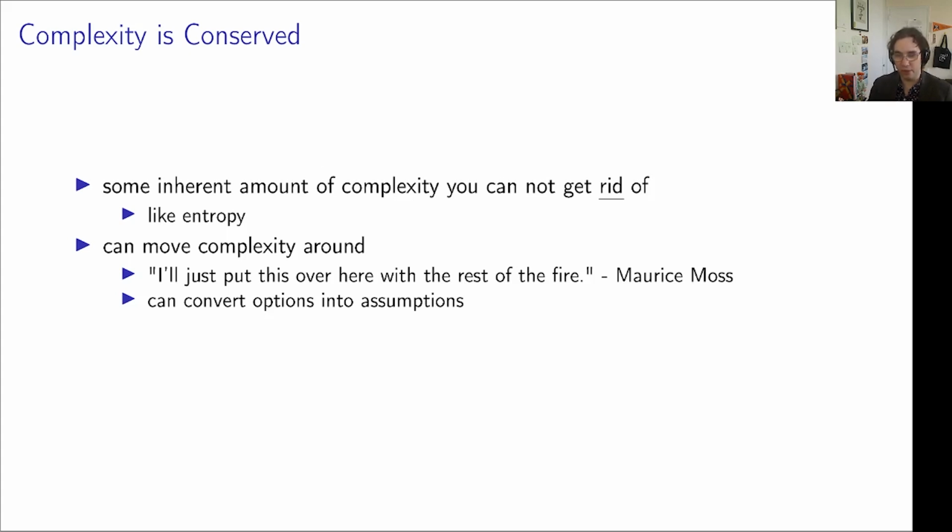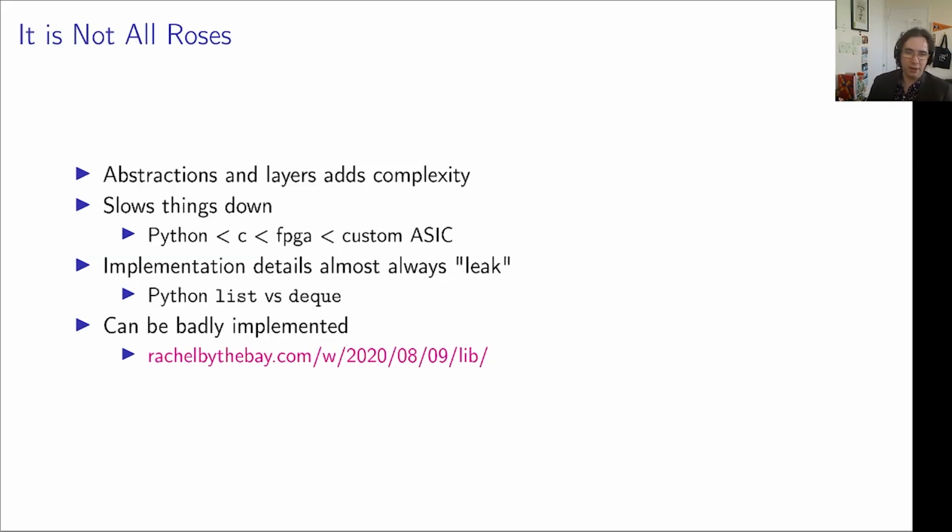Not to say it's all lost. We can move complexity around. That's one of the things these layers let you do. You can take some of the complexity and hide it, but it's still there. It's not gone, it's just hidden. You've converted things that used to be options that you had to control into things that are now baked into the tool. As Maurice Moss from The IT Crowd says, I will put this fire over here with the rest of the fire. And of course, you can always make it more complex. There's nothing preventing us from making it worse, we just can't make it better.